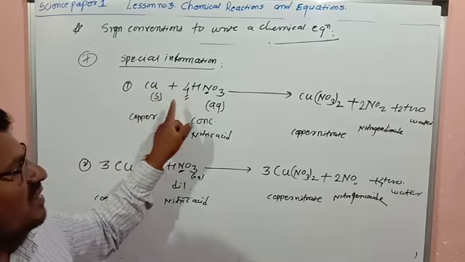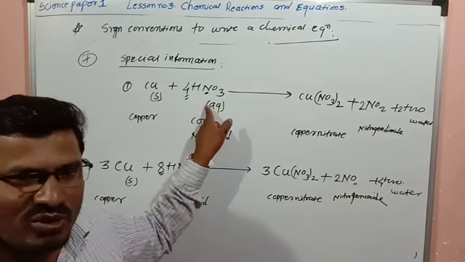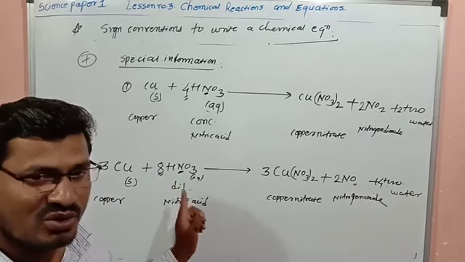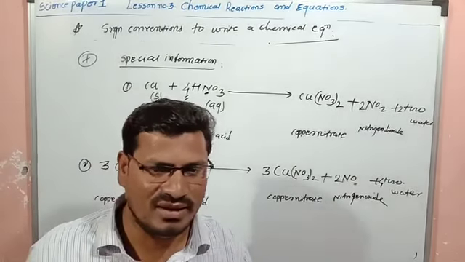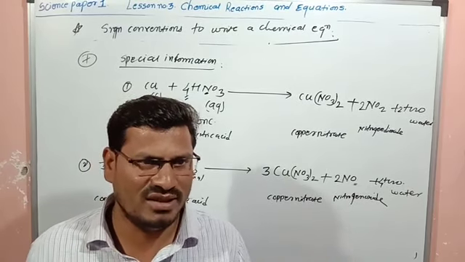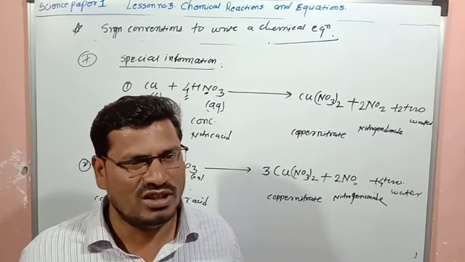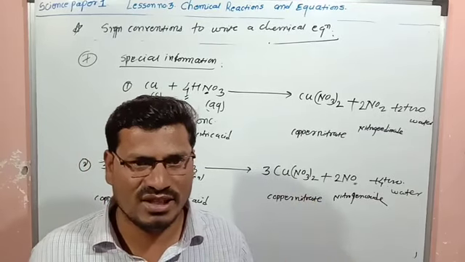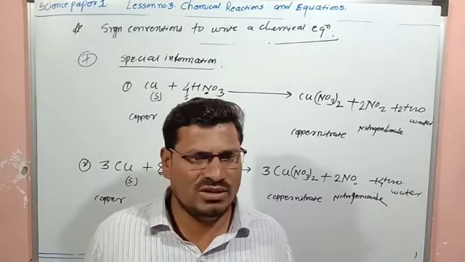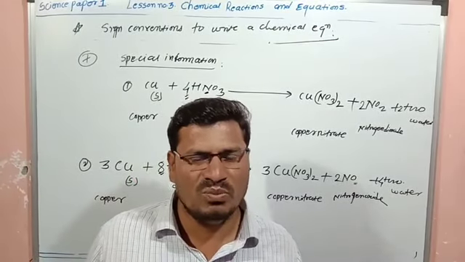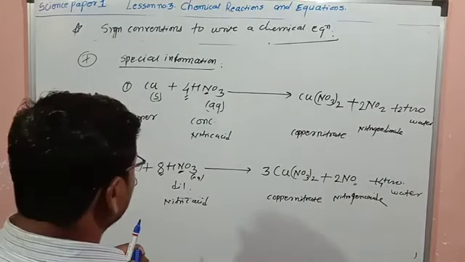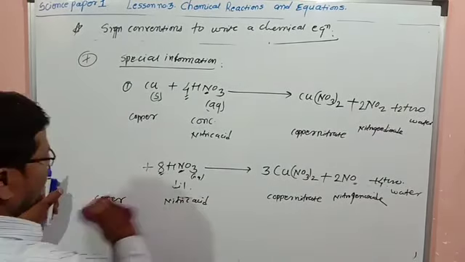And if concentrated is taken, then fewer nitric acid molecules are necessary. If you are taking dilute, then more nitric acid molecules are necessary. So these are the points on how to write the chemical reaction, the chemical equation, with the help of sign convention. Those 7-8 points we have learned. After this we are going to learn about the importance of the chemical reaction.